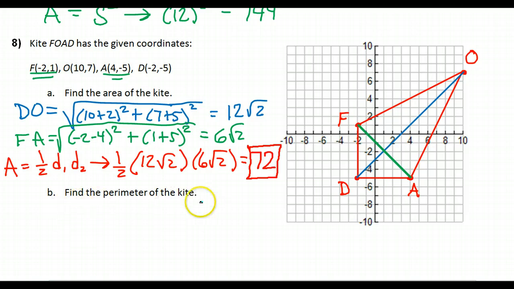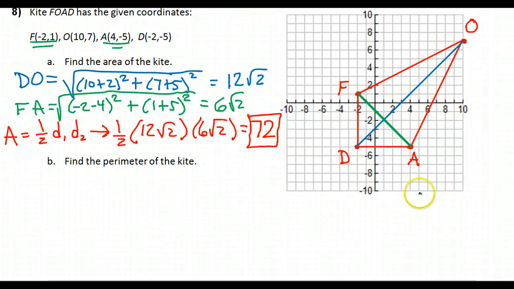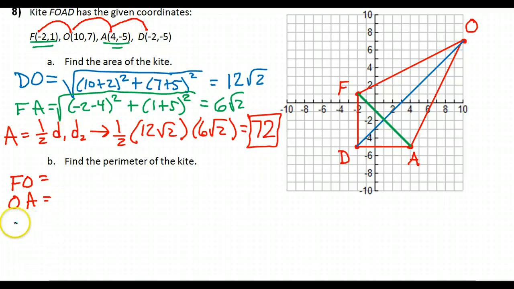Okay, finally we need the perimeter of the kite. Well, for the perimeter, we need these 4 lengths. So we're just going to have to do the distance formula 4 times. Okay, so we're going to have to do FO, and then OA, and then AD, and then FD. Okay, we're going to need all 4 distances because those will be the sides of the kite. Once we get that, we'll just add them all up.